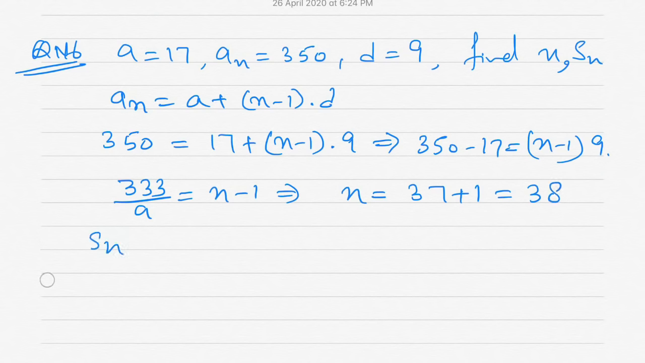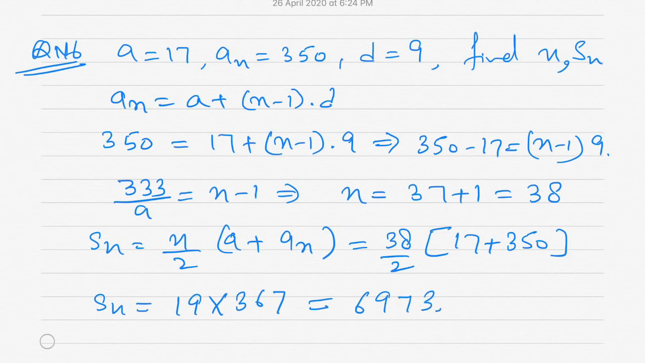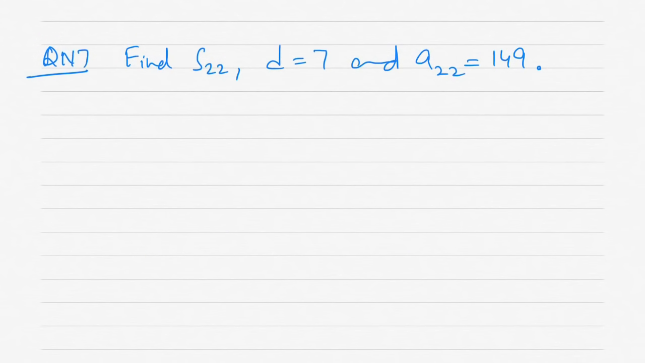Now the formula for Sn is n by 2 into a plus an. When I am given an, the last term, I should use this formula. So what is n? 38 by 2 into, what is a? 17. What is an? 350. So Sn is equal to 38 by 2, which is 19, into 367, which is equal to 6973. Here the value of Sn is 6973.